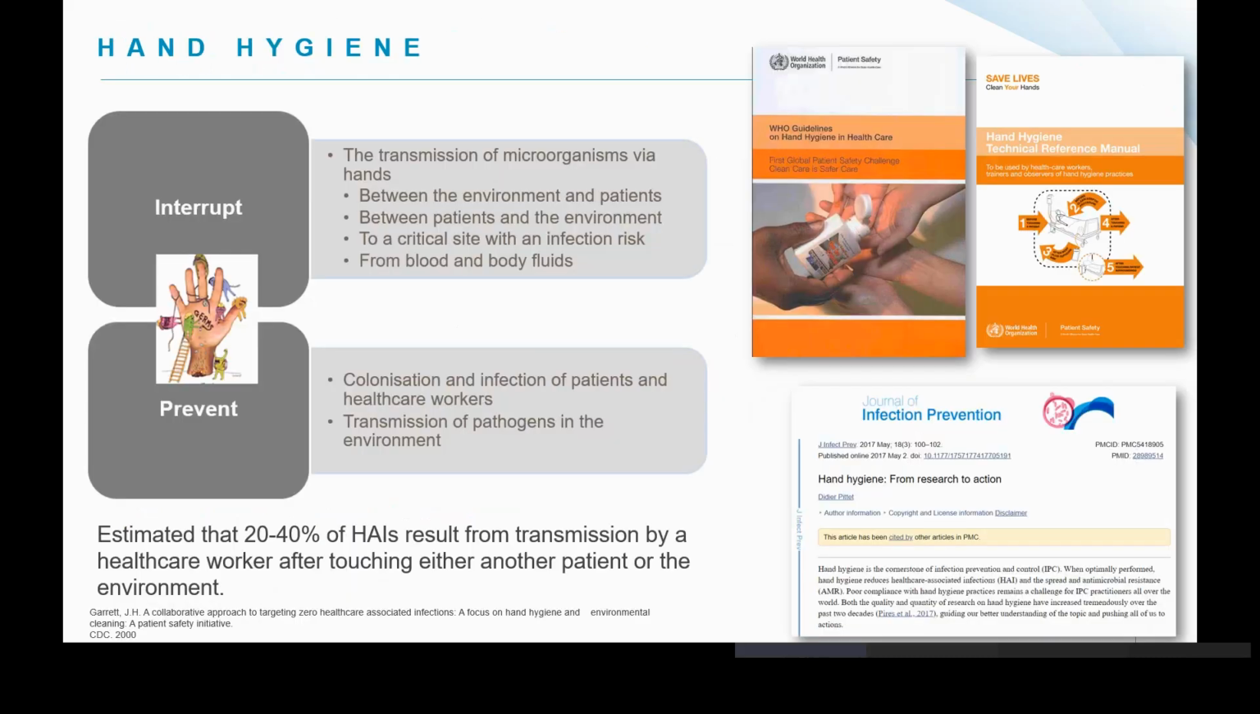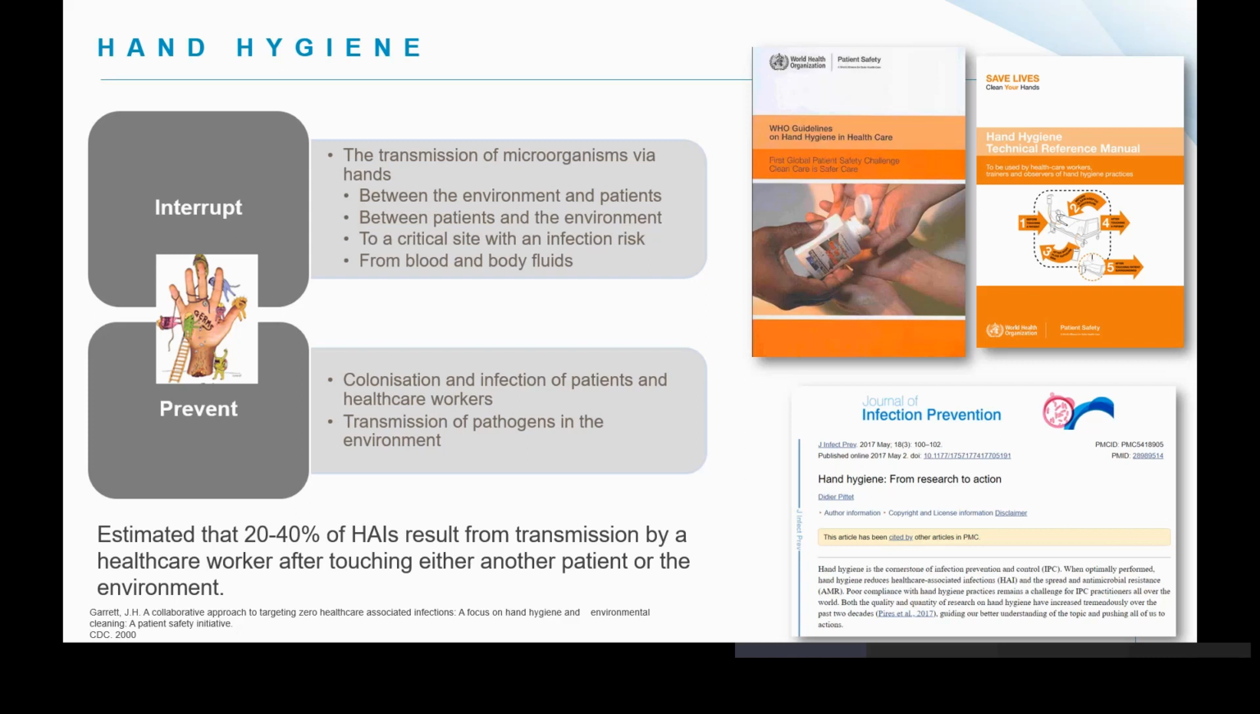Then, if we come to hand hygiene. Hand hygiene is the cornerstone of IPC and remains the most important intervention to reduce HAIs. When optimally performed, hand hygiene reduces HAIs and the spread of antimicrobial resistance. There are a number of published studies that demonstrate the important role that hand hygiene plays in the prevention of the transmission of pathogens.